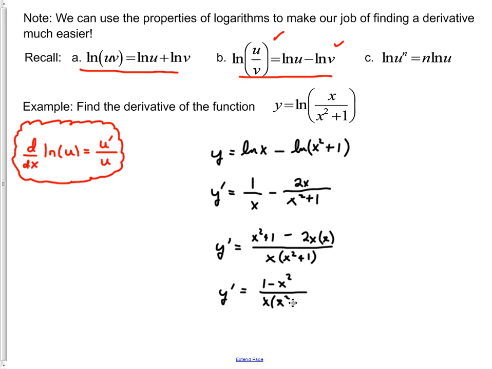So we should be prepared to do that if we need to, but look how fast our derivative came out initially. This is good stuff.